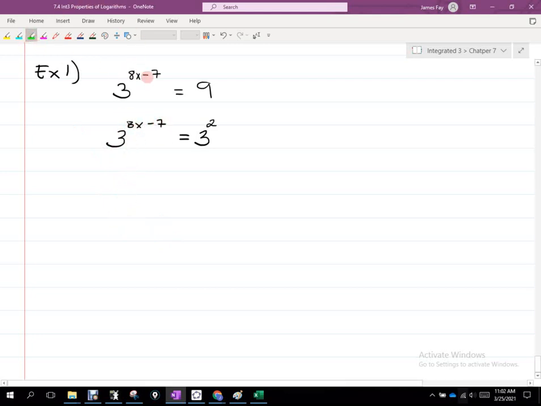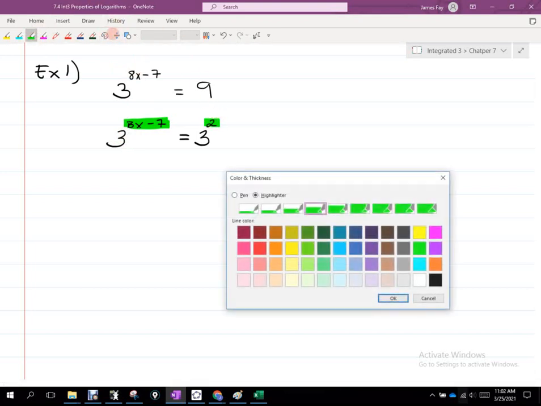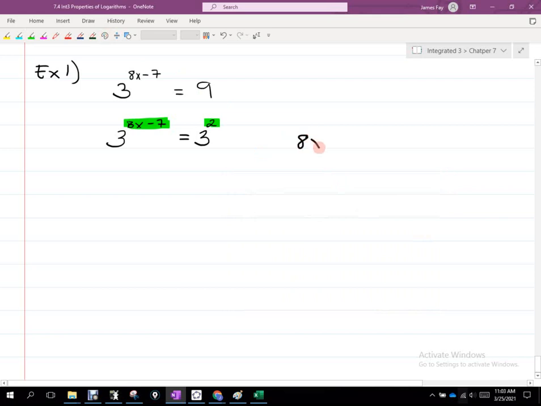That's called a one-to-one relationship, one-to-one correspondence. Because the 3's are the same now, what can you tell me that those exponents have to be to one another? Yes, they have to be the same too. So we have to set those equal to each other. And we are going to get then 8x minus 7 is equal to 2. Add 7 to both sides. 8x is 9. Your answer then, x is 9/8. Okay? Those are the examples we saw yesterday.